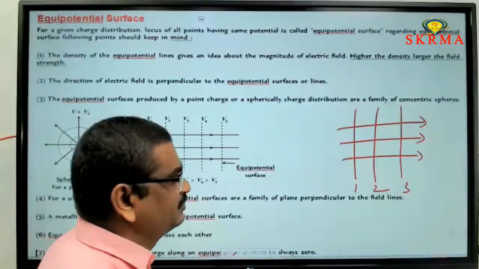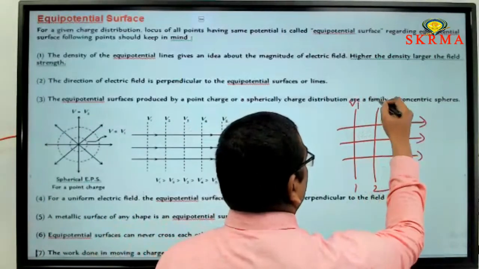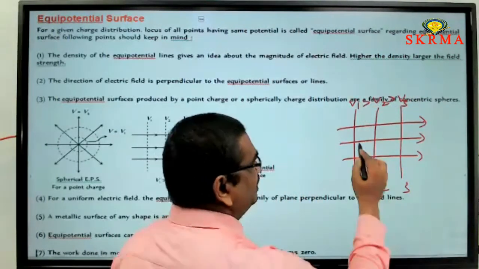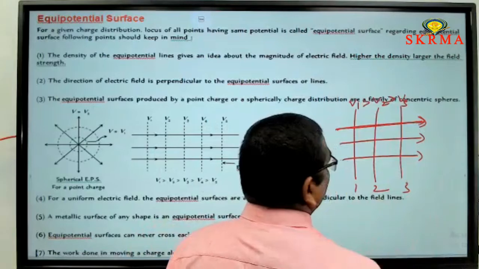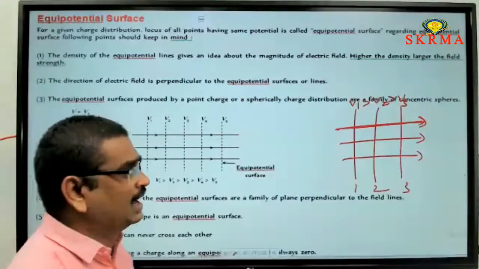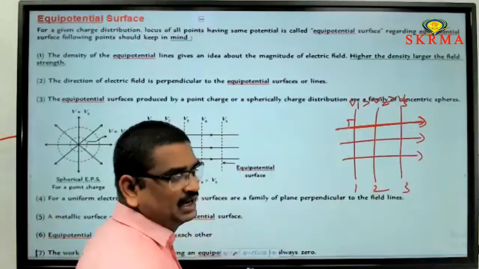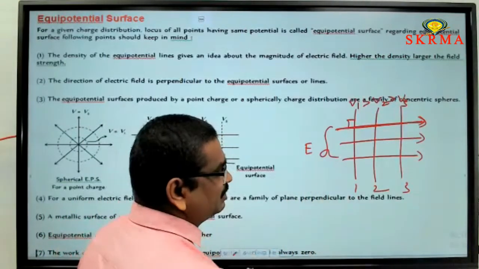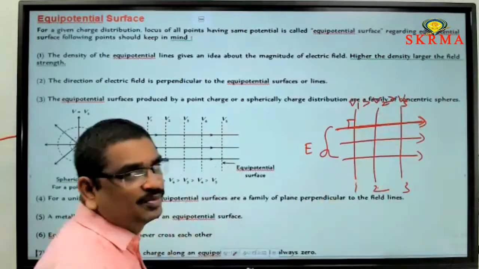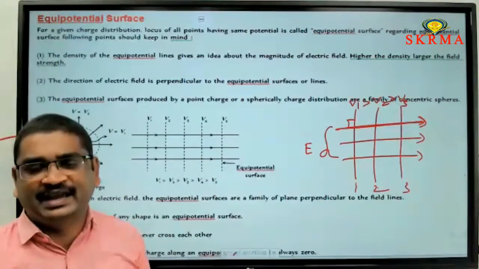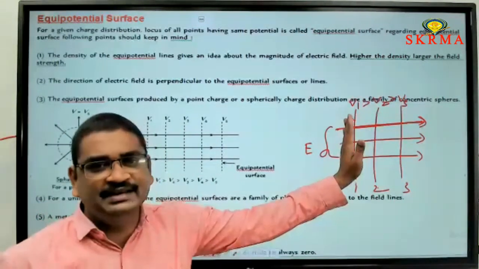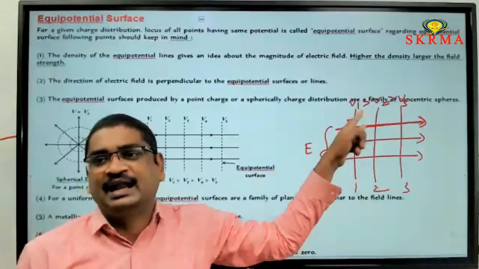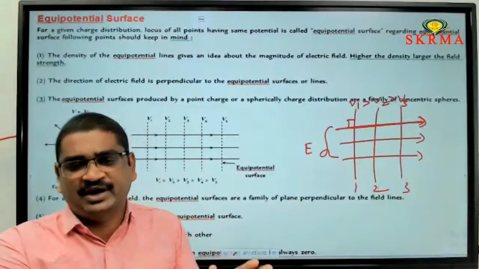Based on the potentials V1, V2, V3, if V1 is greater than V2, which is greater than V3, then electric field lines go from higher potential to lower potential, perpendicular to the equipotential lines. These three are field lines, and 1, 2, 3 are equipotential lines. From that we can conclude that the electric field is always perpendicular to the equipotential lines.